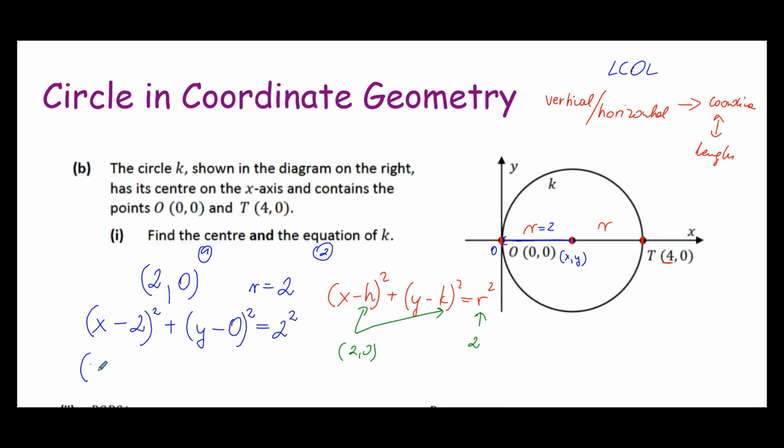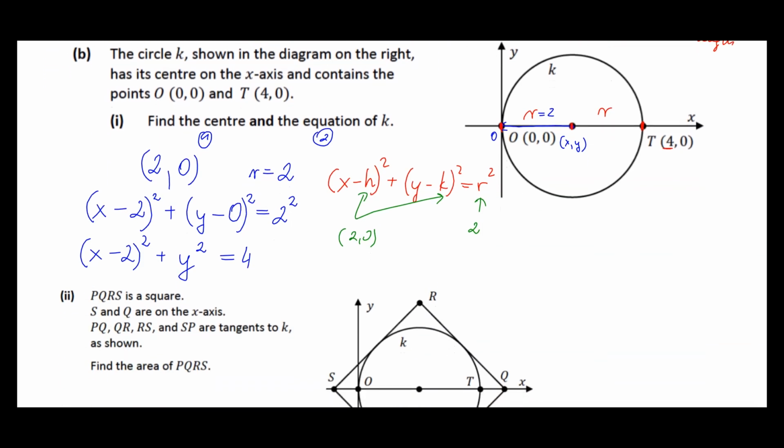The only thing we're going to do here, we don't take the brackets to the power of 2. Here, y minus 0 will be y, so we leave just y to the power of 2, and the only thing we take is 2 to the power of 2, which is 4. And that's our equation of a circle.